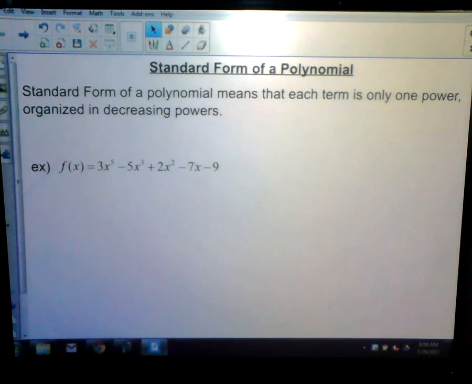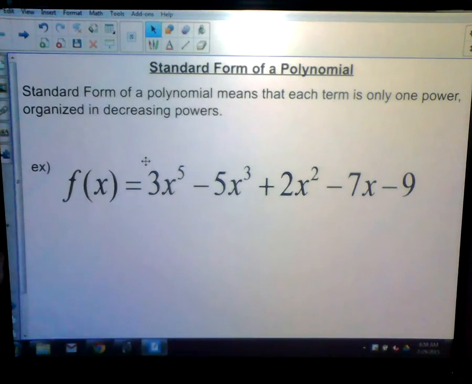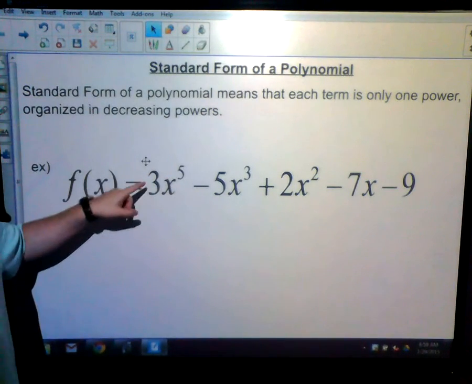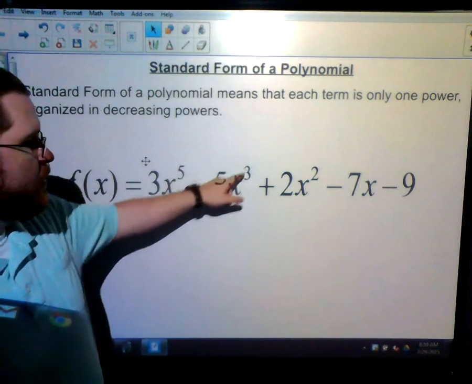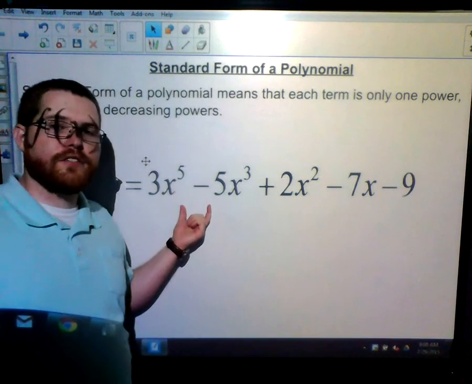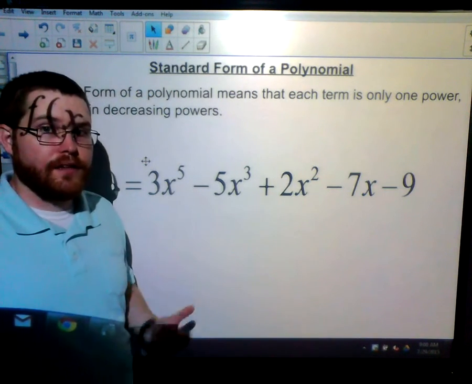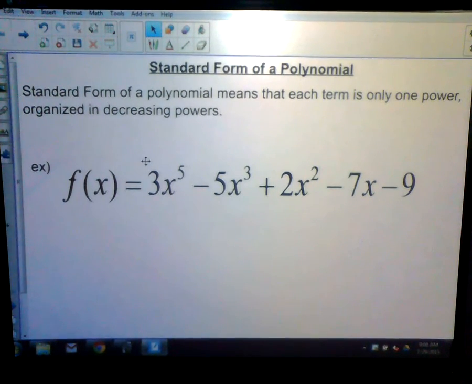Standard form of a polynomial means that each term is only one power organized in decreasing powers. Okay, so let me make this a little bit bigger so it's easier to see. 3x to the fifth: number, letter, power. Negative 5x cubed: number, letter, power, and you can see the pattern follows. Notice there's not an x to the fourth in here. That's okay. We can skip if there's not something in there, but it has to go in descending order. So that's standard form of a polynomial.